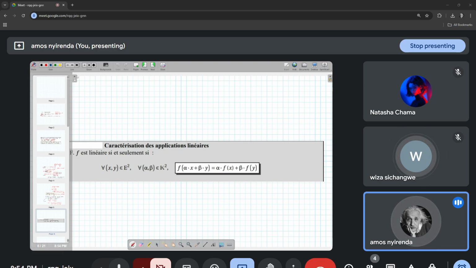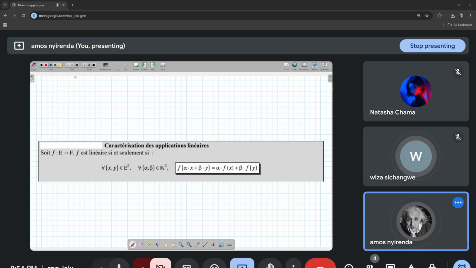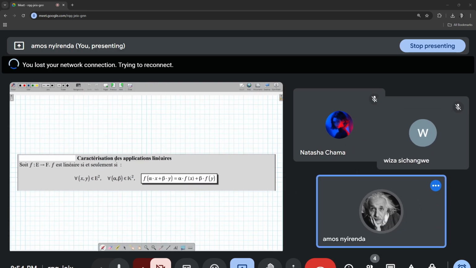Now here is a very concise expression. This is sort of like getting the two properties and combining them into one property. So normally, to show that some application is a linear application, or to verify or check if some application is a linear application, normally we have two conditions we are supposed to check.